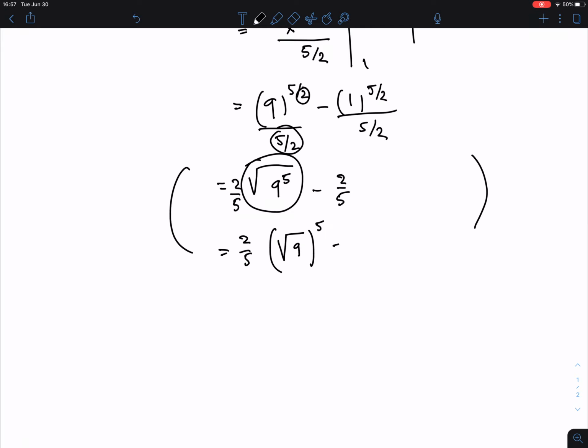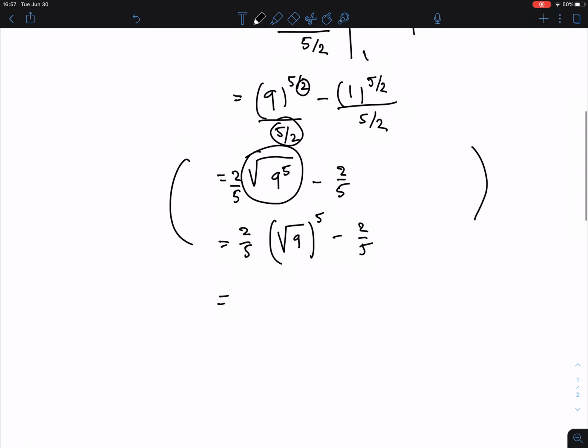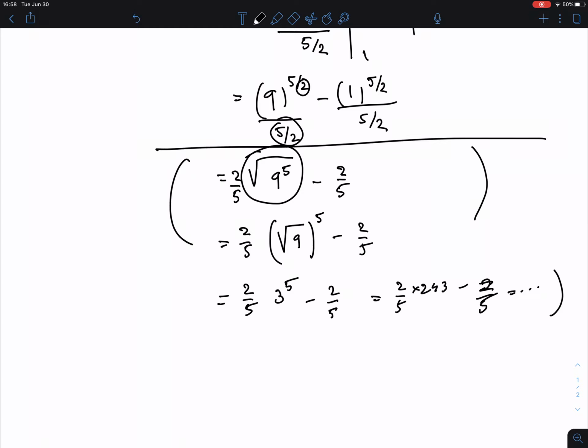That's the beauty of these powers. That now makes it much easier, right? Because the radical of 9 is 3, so it gets 3 to the power 5 times 2/5. And even 3 to the power 5, okay, 3 to the power 4 is 81, so this is 243. So this is 2/5 times 243 minus 2/5. You could go even a little bit further, but I'm no longer interested. As I said, this is what I need you to see.